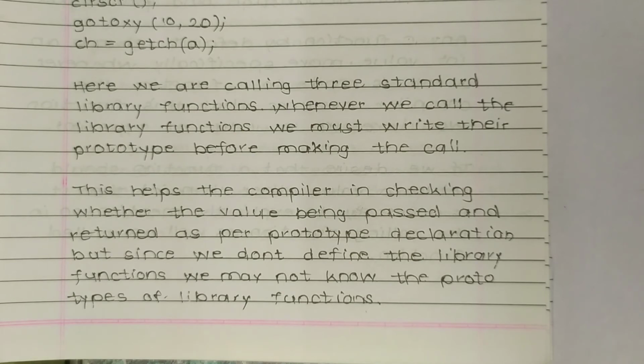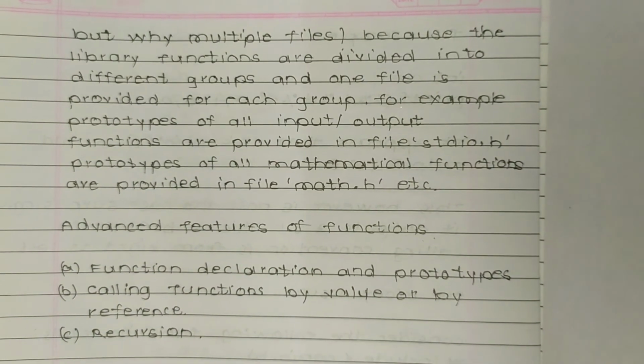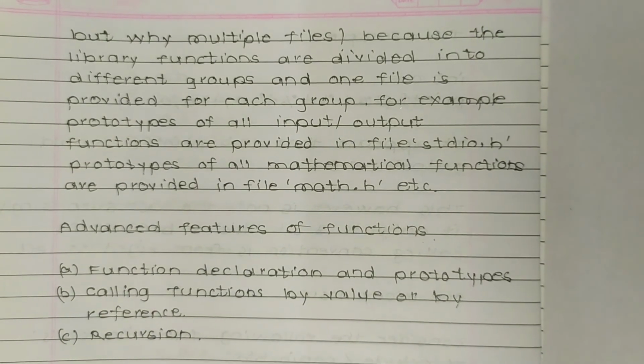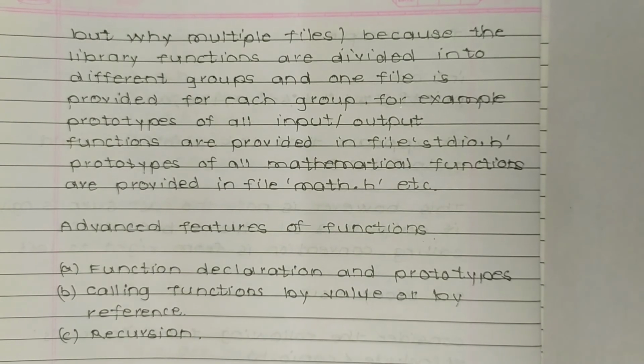So this helps the compiler to check that the values are passed according to the prototype declaration. But why multiple files? Because the library functions are divided into different groups and one file is provided for each group. For example, prototypes of all input output functions are provided in the file stdio.h.